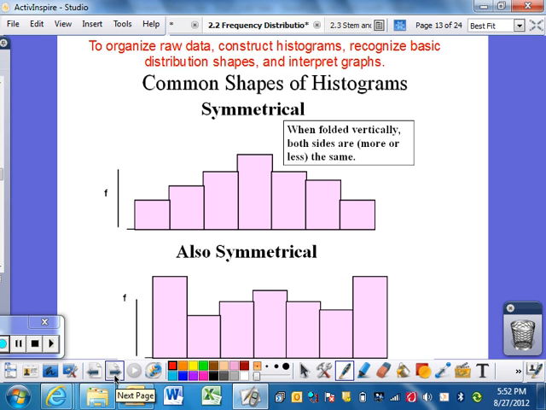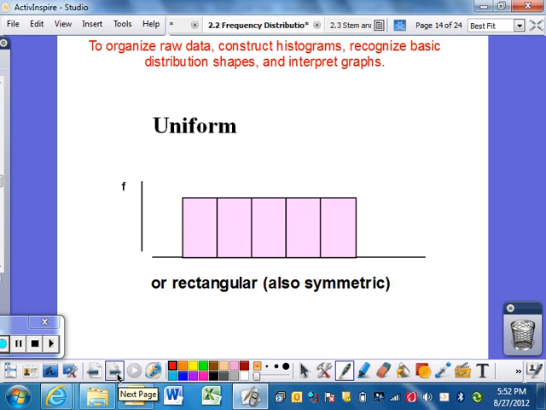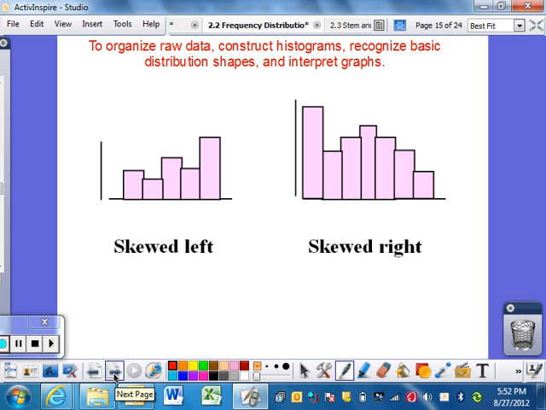Common shapes of histograms. I'm going to go through these quickly. Symmetrical. Any type of way you can fold it and it's a mirror image, it's symmetrical. Uniform, all of them are the same. How often that happens is so rare. Here's the ones that happen the most. We will talk about this. Skewed left. I think about it as a dinosaur tail or whatever you want to think about it. It's going down to the left. It's going down to the right. So it's skewed to the left and skewed to the right. That's how it's kind of talked about.